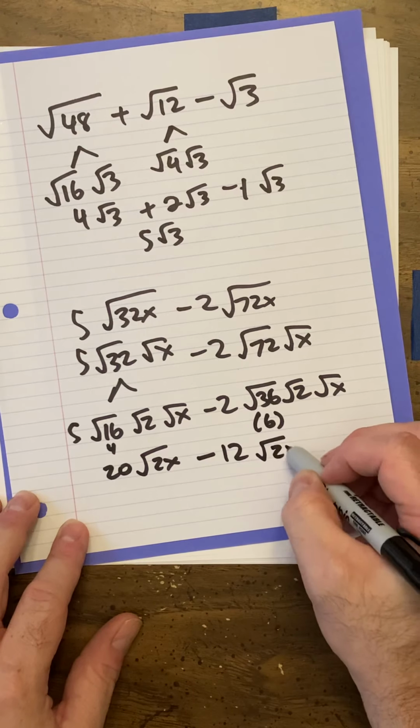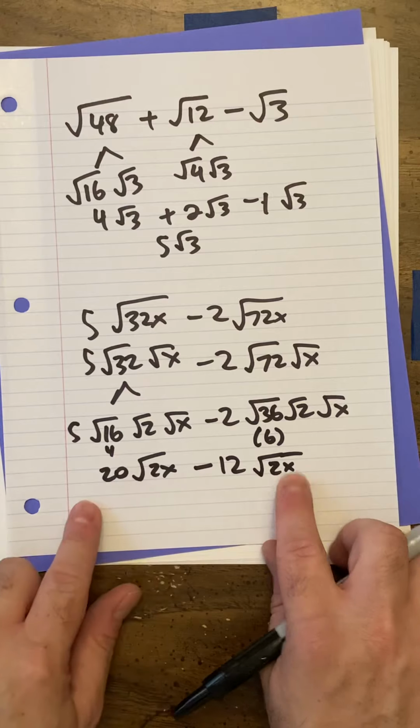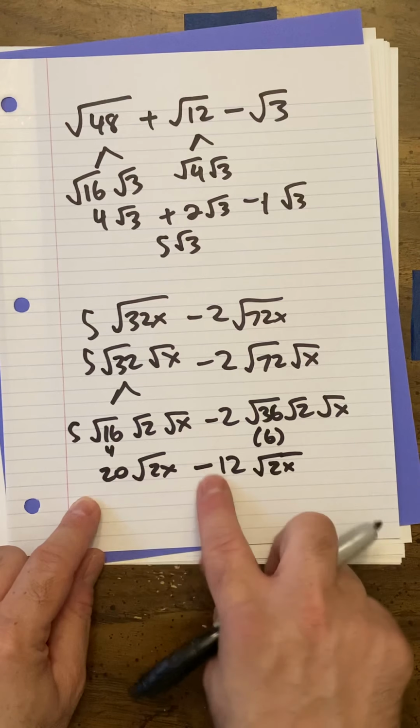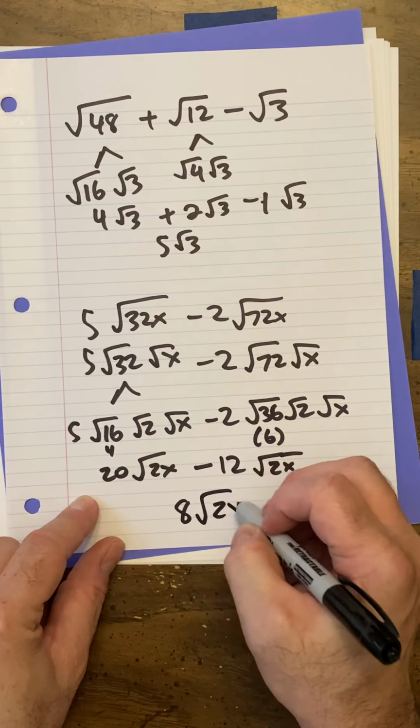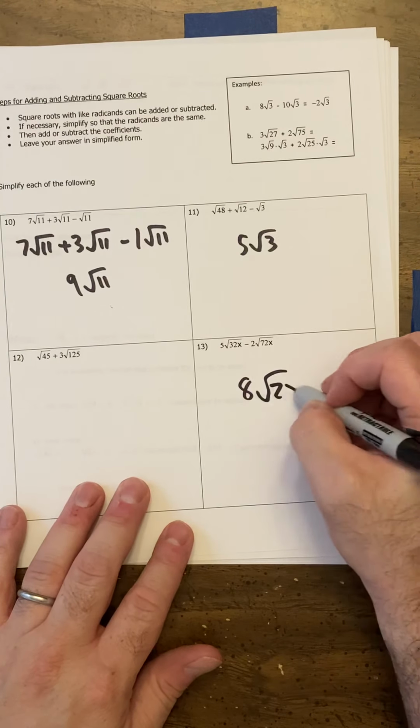Minus 12 rad 2x. They both have the same radicand, the same number here, 2x and 2x. So we could literally subtract these numbers, 20 minus 12. 8 rad 2x is what that last problem simplifies to. 8 rad 2x. All right?